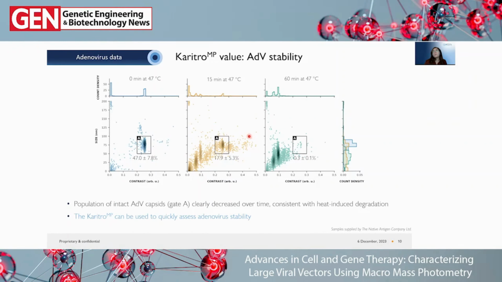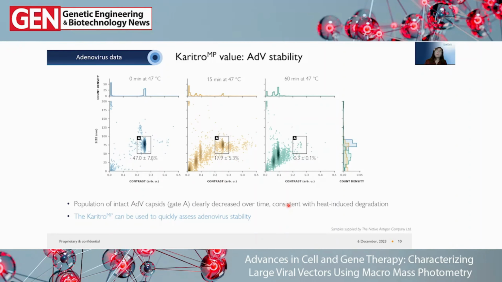After 15 minutes of thermal degradation, you can see that the number of counts decreases to around 18%, and new populations appear at different size and contrast, telling you that something is going on with this sample and is effectively potentially degrading. After an hour, you see that the number of counts of adenovirus particles in the gate A is potentially reduced to zero, like it's around 0.3%. So we have almost no particles in this region. And we have an increase in the particles in the other regions that appear during the degradation experiment.